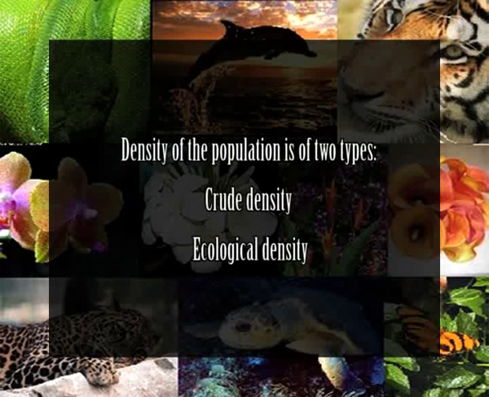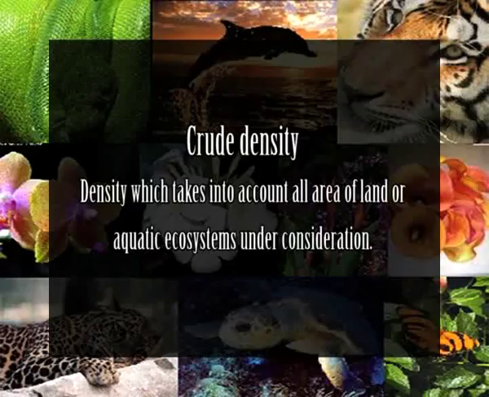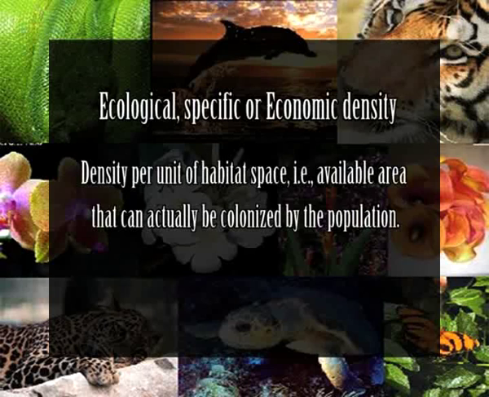Density of the population is of two types, namely crude density and ecological density. Crude density is that density which takes into account all area of land or aquatic ecosystems under consideration. For example, number of squirrels in a forest. Second, the ecological, specific or economic density. It's that density per unit of habitat space, that is, available area that can actually be colonized by the population.